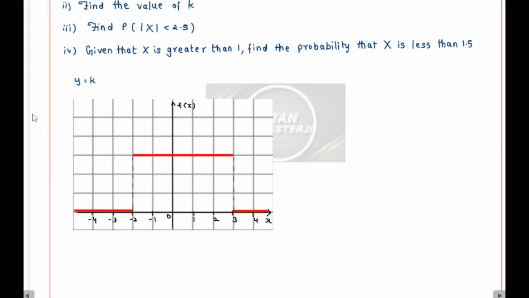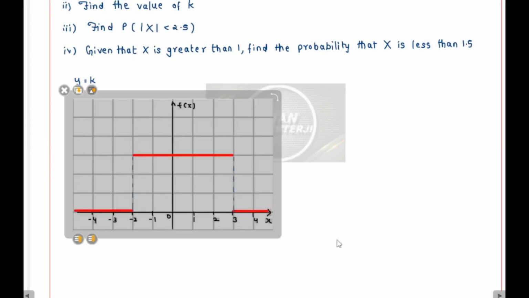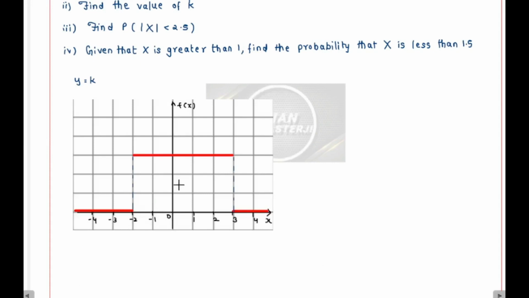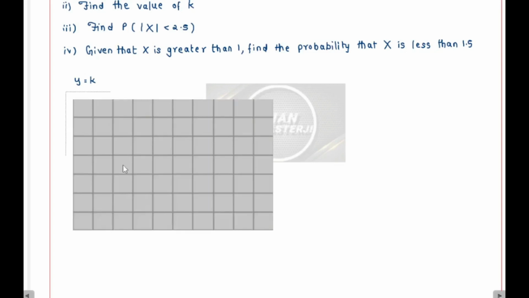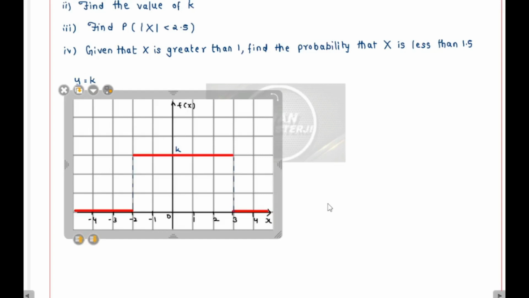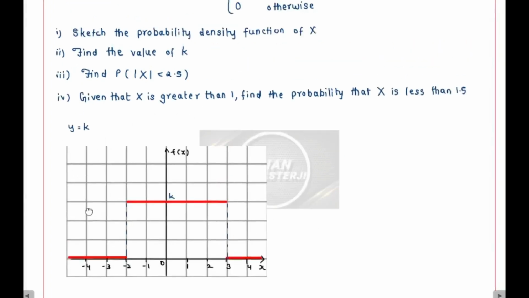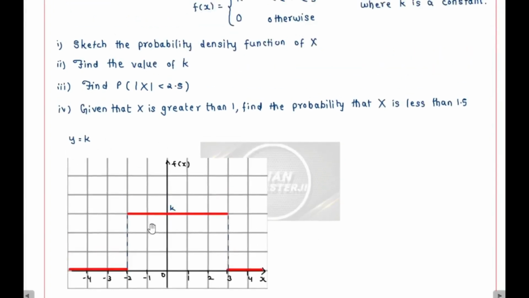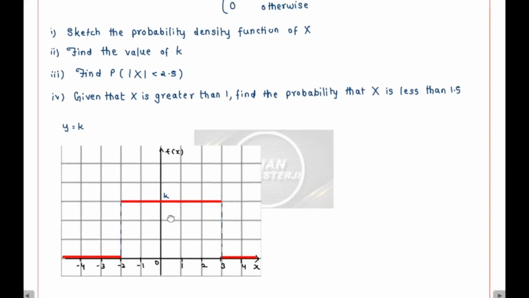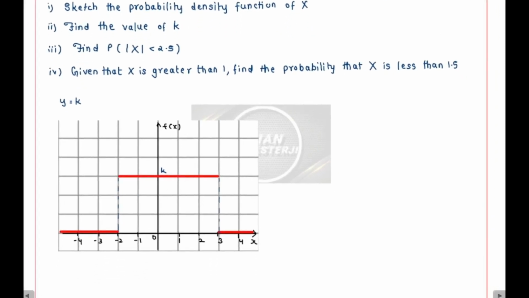Okay, so this is our graph of f of x, and here I will have to put the value of f of x for -2 to 3. What is the value? The value is k. Okay, so this is the particular graph of probability density function of x. Now they are asking to find the value of k. So how do we find out the value of k?